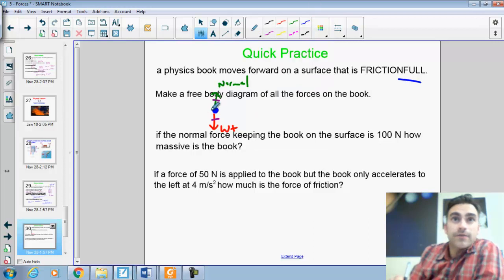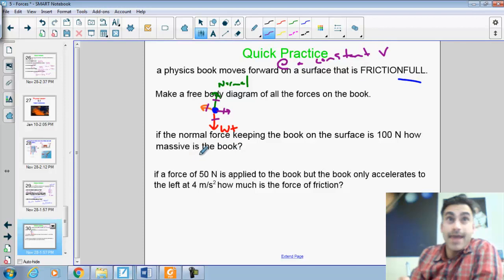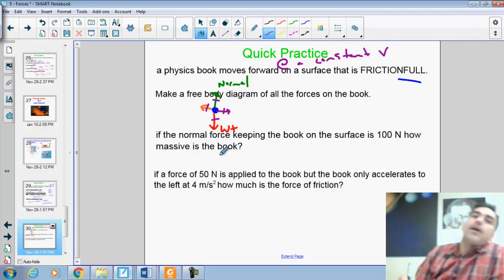Friction is going to go against whatever we are trying to do, and it's moving forward, so friction is trying to go that way. These two should be equal as long as it's at a constant velocity. Okie dokie artichoke.